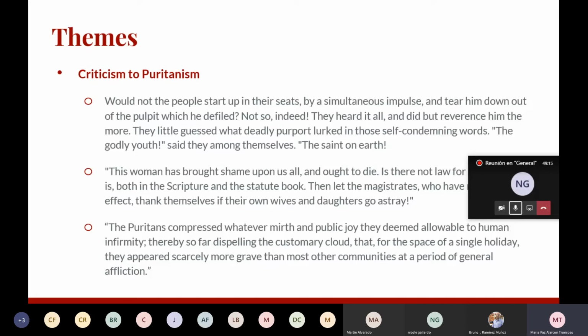And they also believe in the devil. Mistress Hibbins said that she went into the forest and she had like a night with the devil.